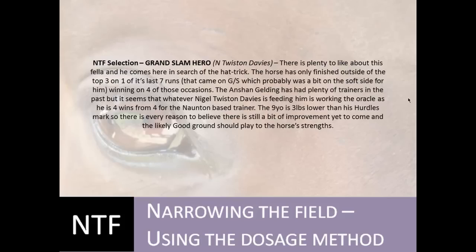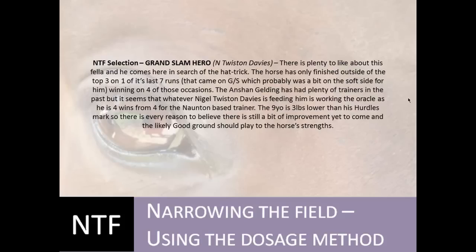Now from this shortlist, I'm going to start looking at these in more detail, and then eventually I'll come to a selection, or it can be selections. Every race doesn't just throw up one horse. There can be more than one horse with strong claims. For this race, Grand Slam Hero was the one that stood out to me. Nigel Twiston-Davies trained, he ticked a lot of boxes.